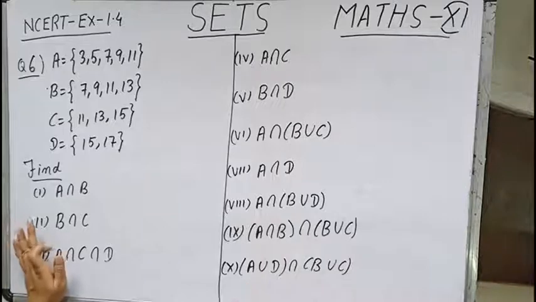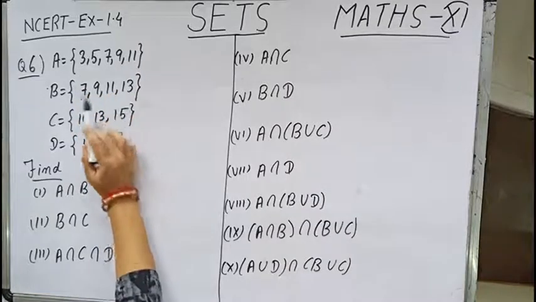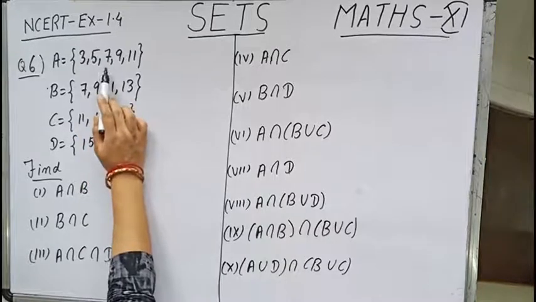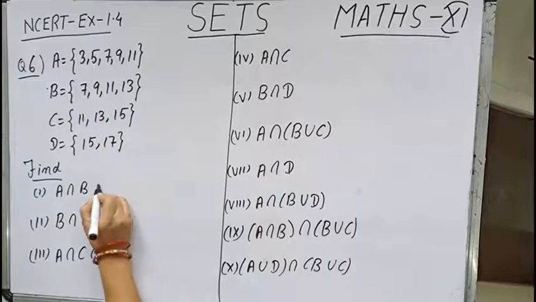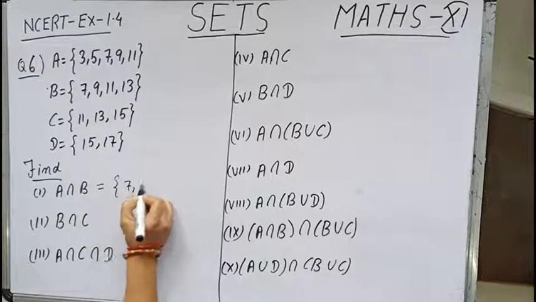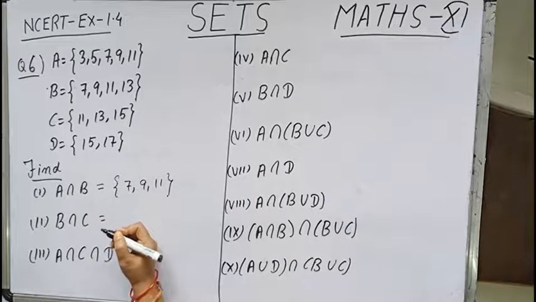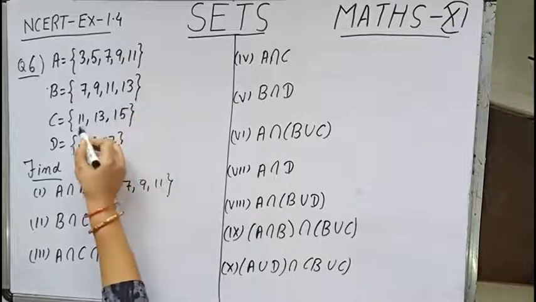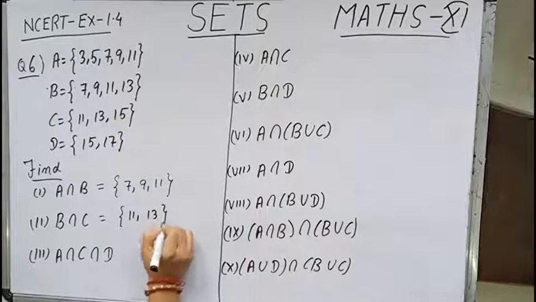So let us start. First, number 1, A intersection B. Now the elements of A are 3, 5, 7, 9, 11 and B are 7, 9, 11, 13. We can clearly see that the common elements of A and B are 7, 9, 11. So A intersection B is equal to the set containing 7, 9, 11. Now B intersection C. The common elements of B and C are 11, 13. So over here we can write this as 11, 13.